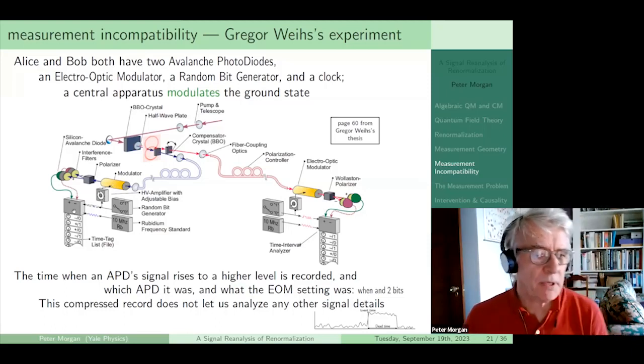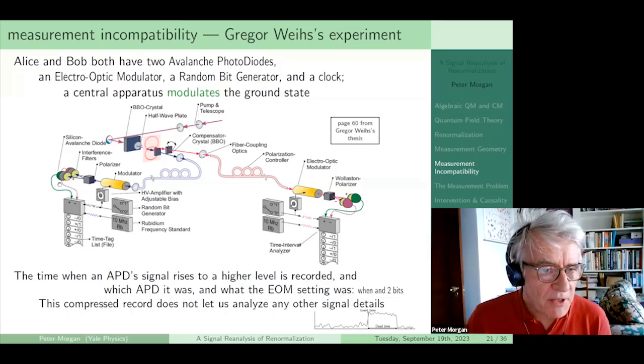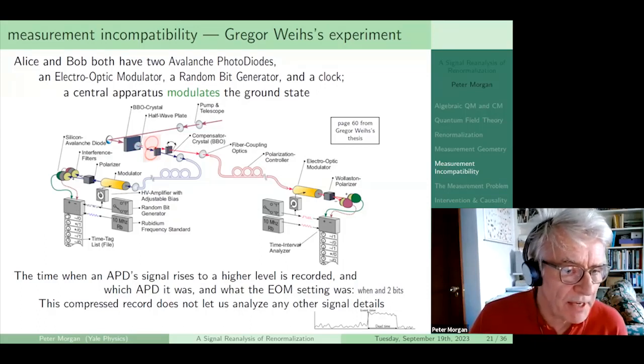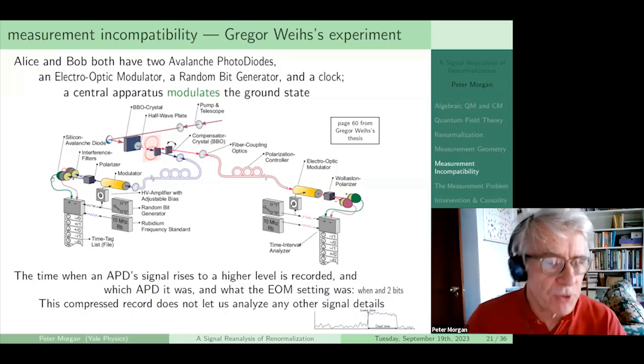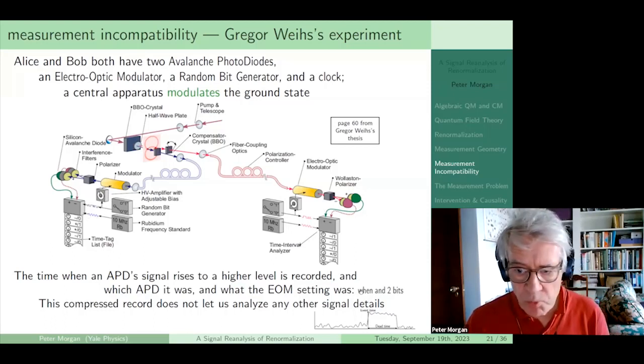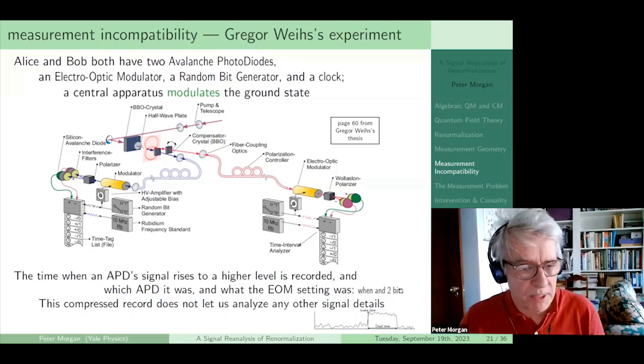And then he's absolutely explicit about the hardware taking the signal from those two avalanche diodes and deciding when to record the time at which an event happened, which of the two diodes triggered, and what the input to the modulator was at the time. So he records just when an event happened and what the two bits are. And that's a very compressed record.